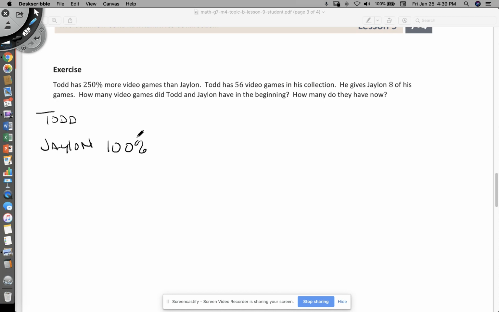So I have to first make them even. So if Jalen's 100, then Todd has to be 100. Now you can see that they're even. Now, for Todd to have more than, that means I need to add that 250 onto that, which gives me a total of 350%. Okay, so you have to make them even first and then an additional 250. All right, so I'm going to change this into a decimal, which would give me 3.5.